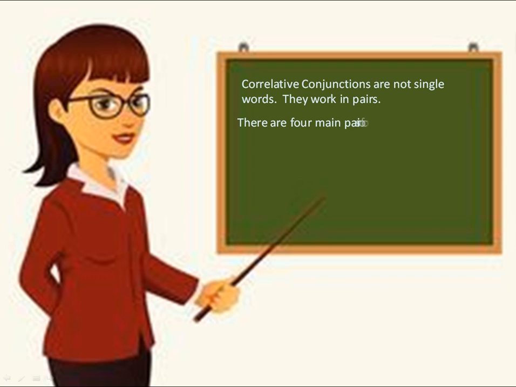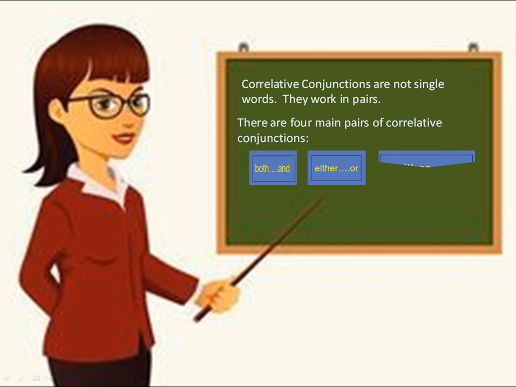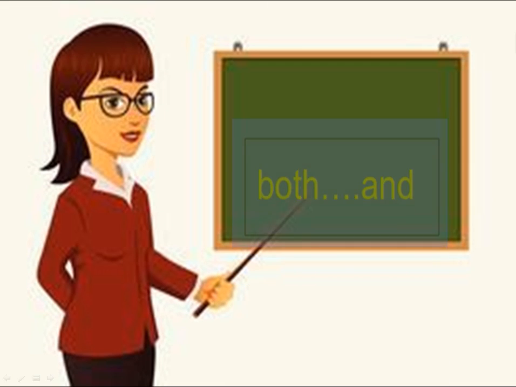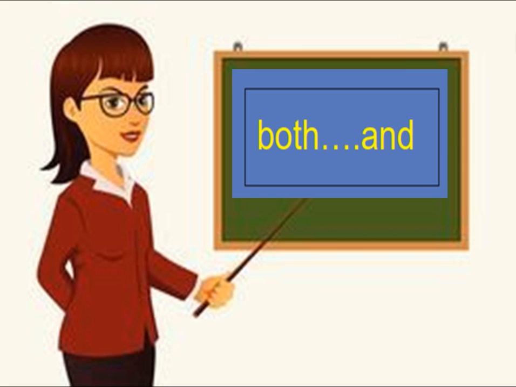And there are four major pairs of correlative conjunctions: both and, either or, neither nor, and not only but also. My dear student, there are two pronunciations for this word either or. You could say either or neither nor. Both are correct. Let's begin with both and.